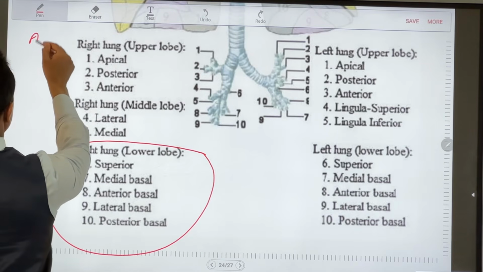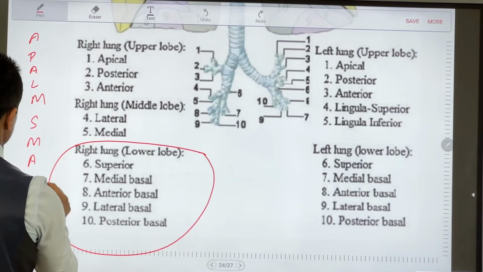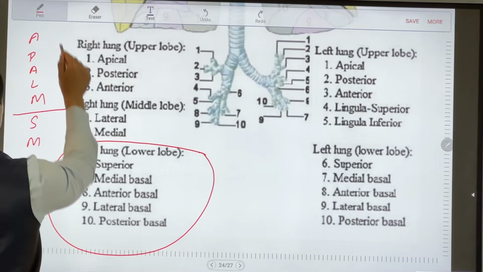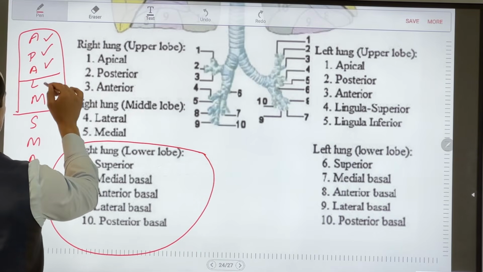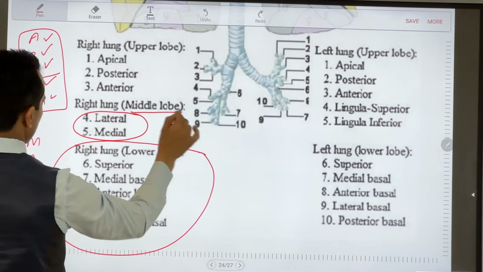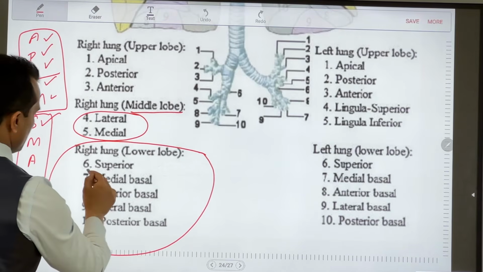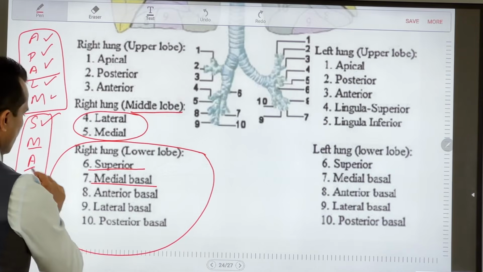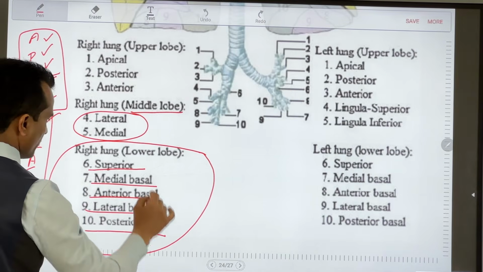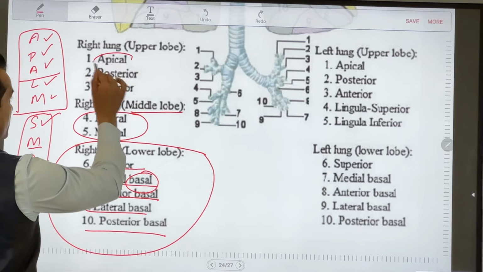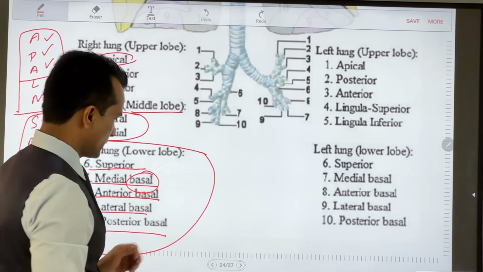So A PALM, then small p. So these five: apical, posterior, anterior for the right upper lobe, lateral and medial for the right middle lobe, and then these all are present in the right lower lobe. S is the superior and M is the medial basal, A is the anterior basal, in sequence, L is the lateral basal and P is the posterior basal. Why basal? Like here you have the apex, so this will be apical. Here is the base of the lung, so this will be basal. So in this way you have to remember and you will not forget.